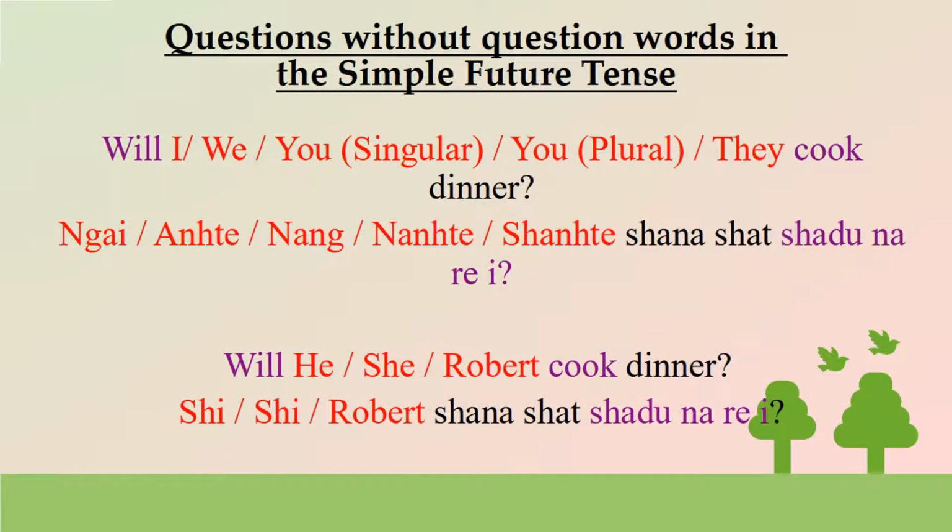Here you see the questions without question words in the simple future tense. For example, will I cook dinner? In English, the modal auxiliary verb will is at the beginning of the sentence and the sentence ends with a question mark. Will I cook dinner? In Kachin Jinghpaw, Ngai shana shat shadu na re e. The e following shadu na re makes a question in Kachin Jinghpaw for the simple future tense.